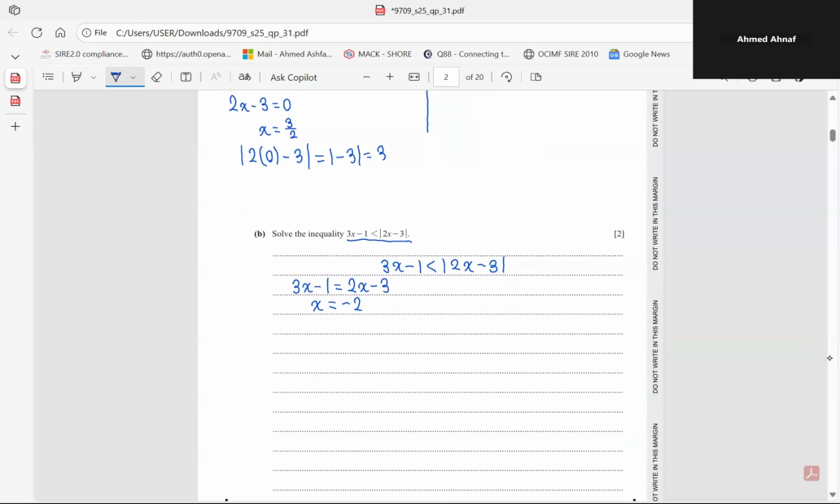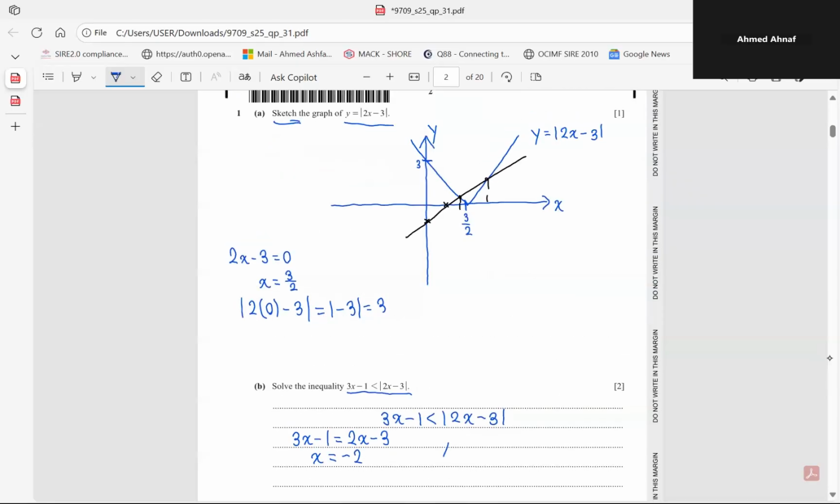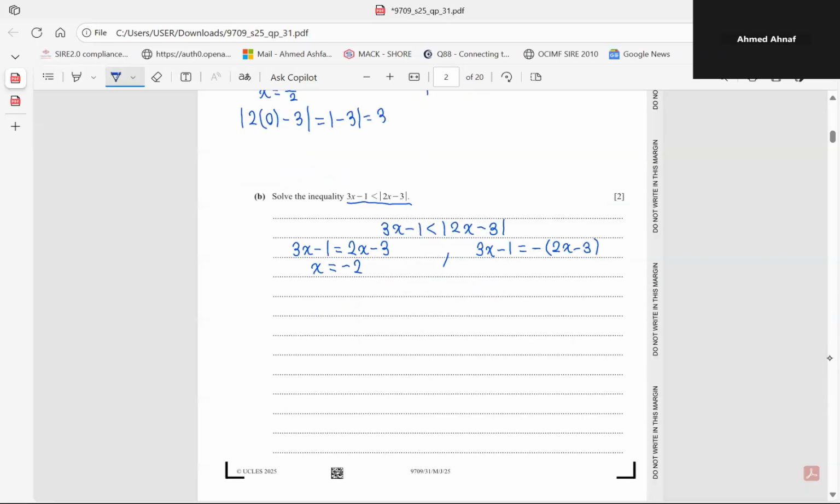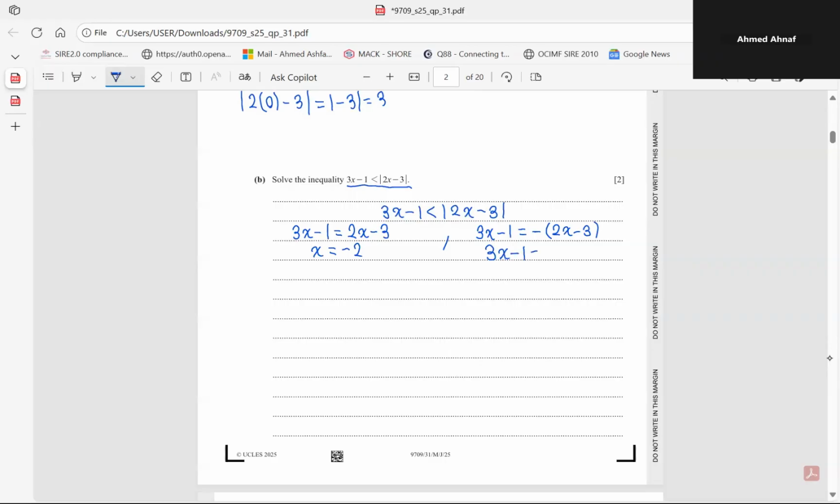Okay, and now to find the second point, we're going to equate 3x minus 1 to minus bracket 2x minus 3. Let's solve this. First of all, let's open up the brackets and expand this. So this would be 3 minus 2x. Let's move all the x's to the left-hand side. Taking plus 2x on both sides, you would have 5x minus 1 equals 3. Adding 1 on both sides, we get 5x equals 4. Hence we would get x equals 4 over 5.